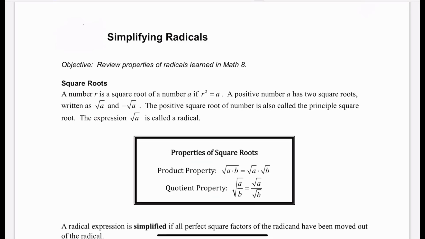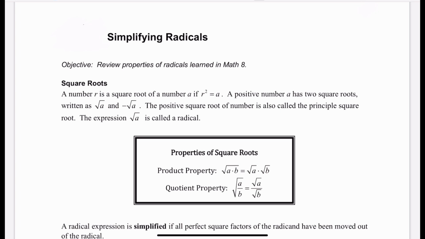Today we're looking at simplifying radicals. We're going to review properties of radicals that we learned in Math 8. The first thing we're going to talk about is a square root. A number r is a square root of a number a if r squared equals a.